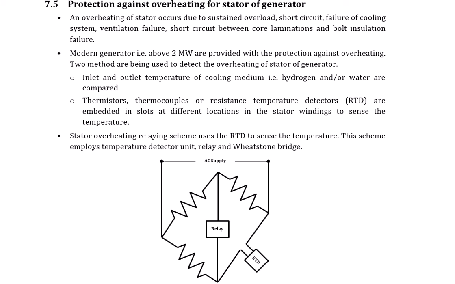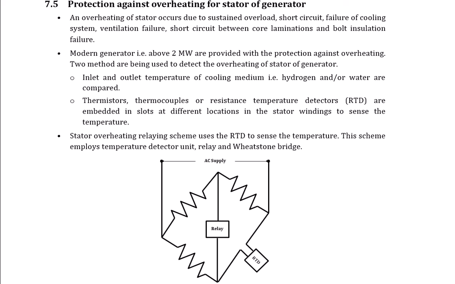Two methods are being used to detect the overheating of the stator of a generator. The first one is that the inlet and outlet temperatures of the cooling medium, hydrogen or water, are compared. Okay, so we compare the inlet and outlet temperature, and it will give a clue whether any overheating is present or not. Another is that thermistors, thermocouples or resistance temperature detectors (RTDs) are embedded in slots at different locations in the stator winding to sense the temperature. Okay, so these are the two methods.